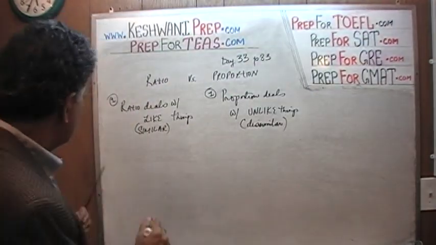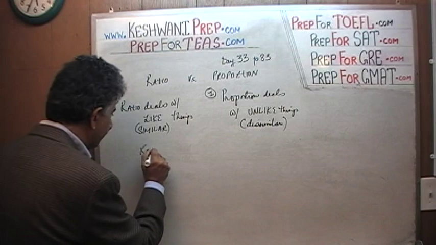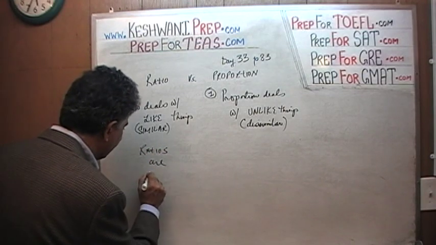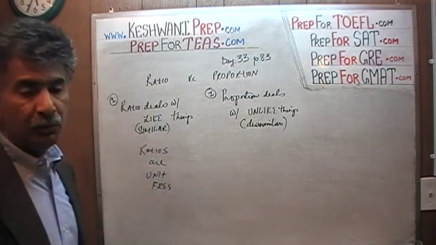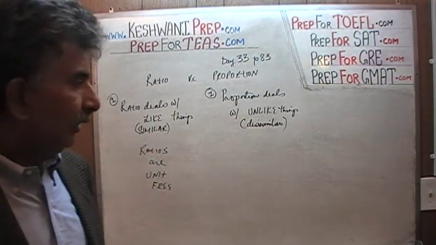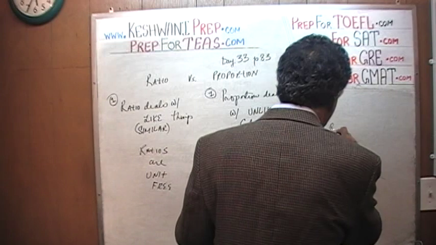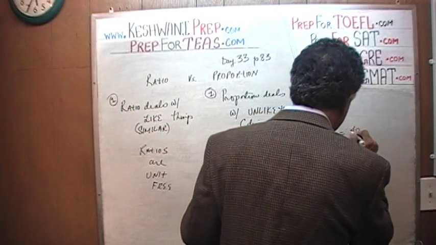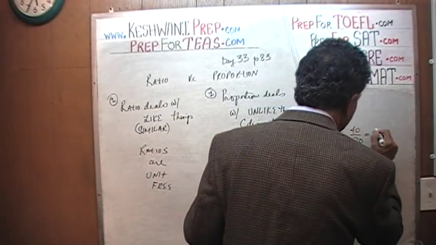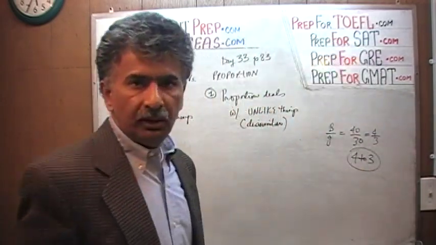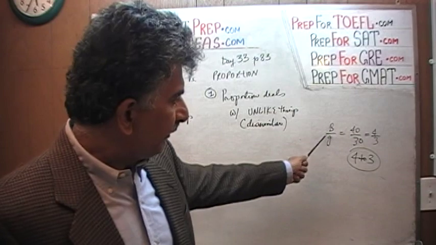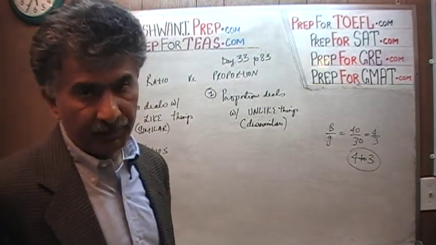Second fundamental difference is that ratios are unit free. Ratios have no units because the units cancel out. We're talking about boys to girls, 40 to 30. It's just 4 to 3. We say 4 to 3, but it has no units. It has no units because boys and girls, they are people. The units cancel each other out here.